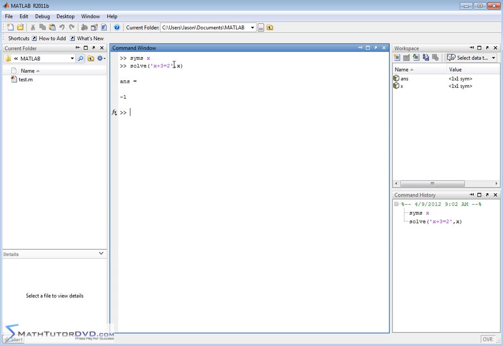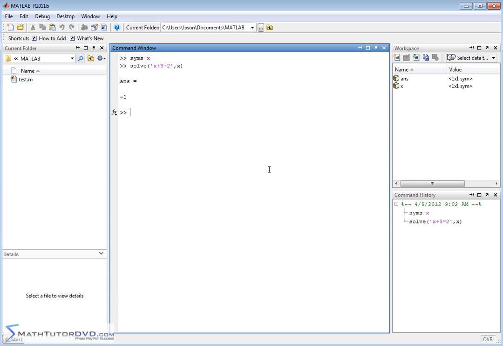MATLAB is not numerically approximating it. It is actually using the rules of algebra to take the 3, subtract it from both sides, and you get -1 for the answer. So it's isolating the variable x. That is why we're typing in the full equation in terms of x and not just giving it a matrix of coefficients like we were doing before. Because before we were doing approximations and you were getting decimal answers all the time. Here we're getting algebraic perfection.